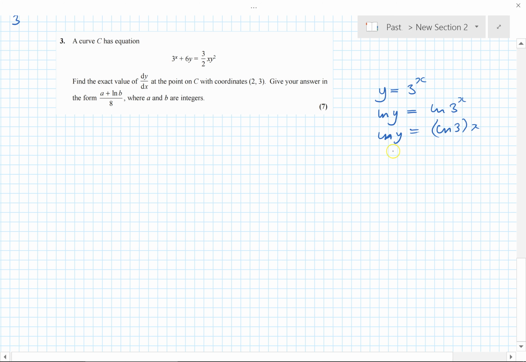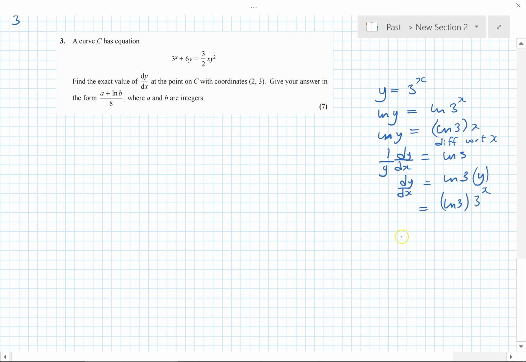So then if I differentiate implicitly, I differentiate the ln y, which is 1 over y, but I need to times by dy by dx, because I'm differentiating with respect to x. And then we've got ln 3 as our answer. dy by dx is equal to ln 3 times y, but y is equal to 3 to the x, so that's ln 3 times 3 to the x.